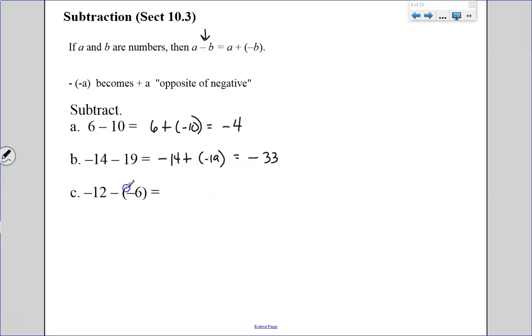Now, in this last example, notice you have two minus signs together, and that goes back up to this little statement right here. If you have two negative signs together side by side, that really means the opposite of negative, and the opposite of negative means positive. So when I see this, both of these are going to be replaced with a single positive sign. So this would be rewritten as negative 12 plus 6. And again, you have a negative number added to a positive number, so we're going to find the difference between those two, which is 6. The larger quantity is 12, so it would be a negative 6.